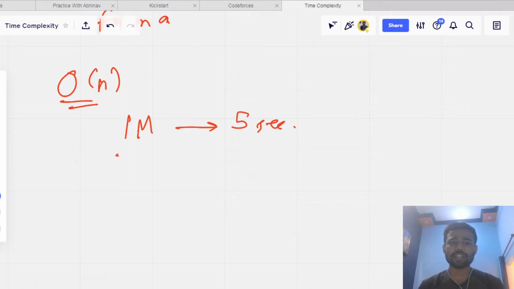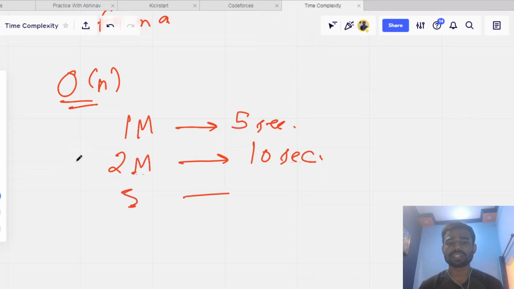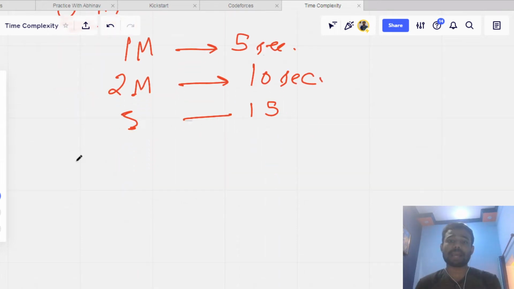Then how much time will it take for 2 million of data? So for 2 million, it will take 10 seconds. For 3 million, it will take 15 seconds, because it is increasing linearly. Means close to 10 seconds or close to 15 seconds, because it is never exact, nobody can tell exactly.